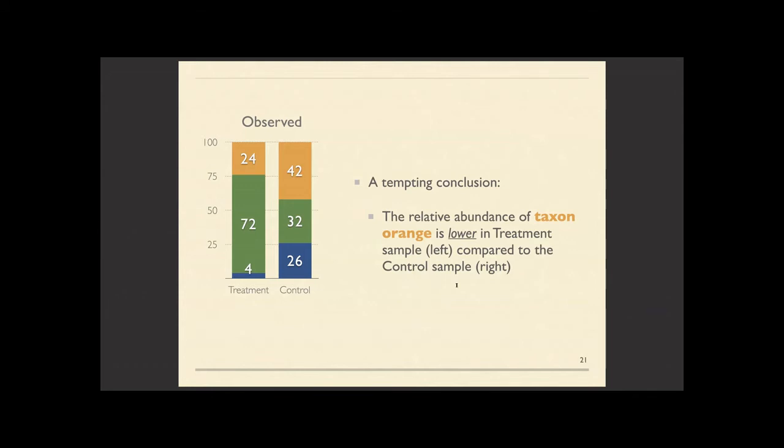Okay, so let's take a look at a specific example. Here I've shown 2 microbial communities observed without any noise. We've got a treatment sample and a control sample. Maybe we're looking at 2 different disease states.